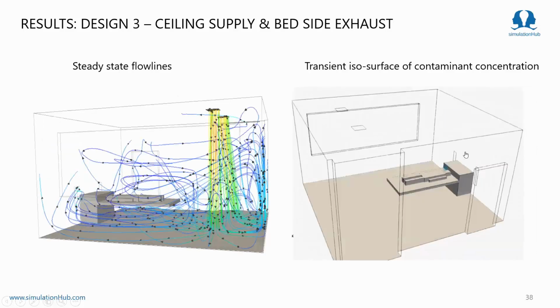Now let's analyze our last case, case 3, that is the ceiling supply and the bedside exhaust. Here you still see the same recirculation behavior on the mannequin head. Now see the contamination behavior in this case. Again, initially the concentrated contaminated gas moves in the upward direction, but slowly it spreads in the room and finally leaves from here, with these convective currents.